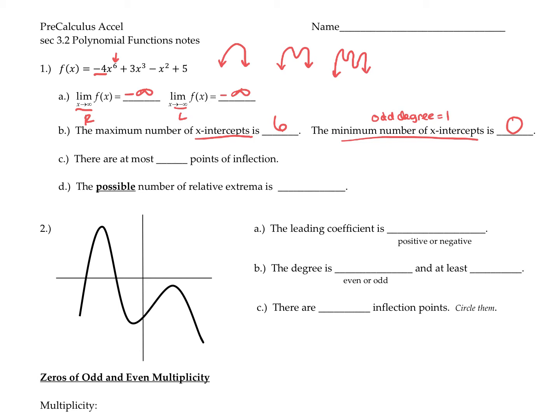What is the most points of inflection? Remember, points of inflection at most is always 2 less than the degree, so it'd have at most 4 points of inflection. And our extrema is always at most 1 less than the degree, so it'd be at most 5, or it could be 3, or it could be 1. So because the degree is even, the number of extrema will always be odd. And vice versa, if it was an odd degree, the number of extrema will always be even.